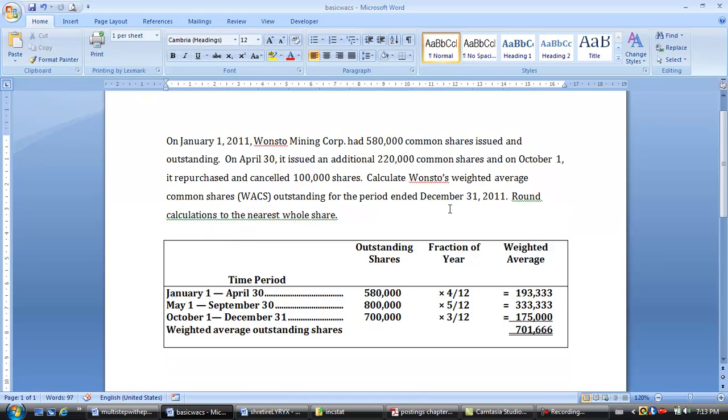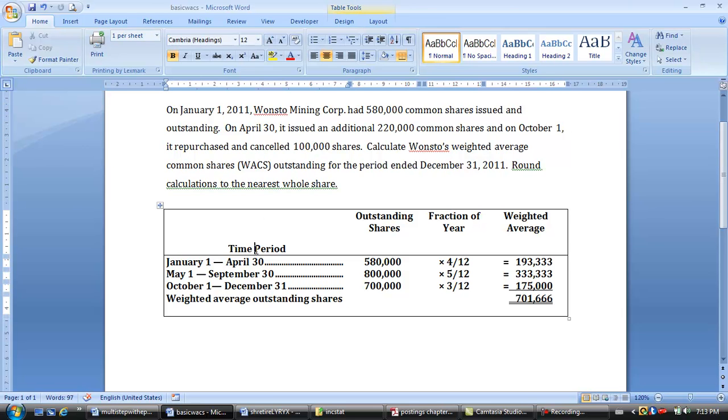And you'll notice in this table what we've done is we put the time period, the number of shares outstanding over each time period, the fraction of the year which is going to act as our weight when we calculate the weighted average, and then we're going to calculate our weighted average for each period. So now, how do we use this table setup?